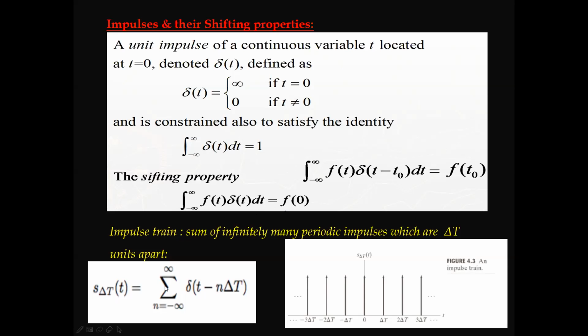So the impulse train can be denoted as S delta t of t equal to summation n equal to minus infinity to infinity delta of t minus n delta t. And here is the figure, figure 4.3, an impulse train. Each impulse is located at a spacing of delta t.